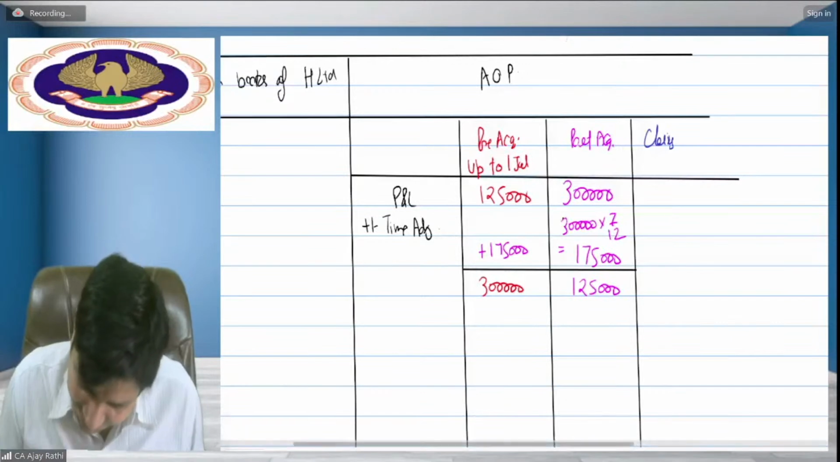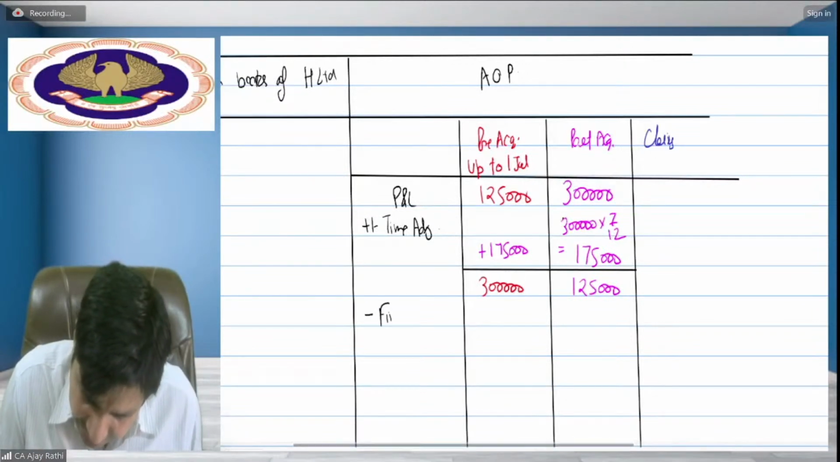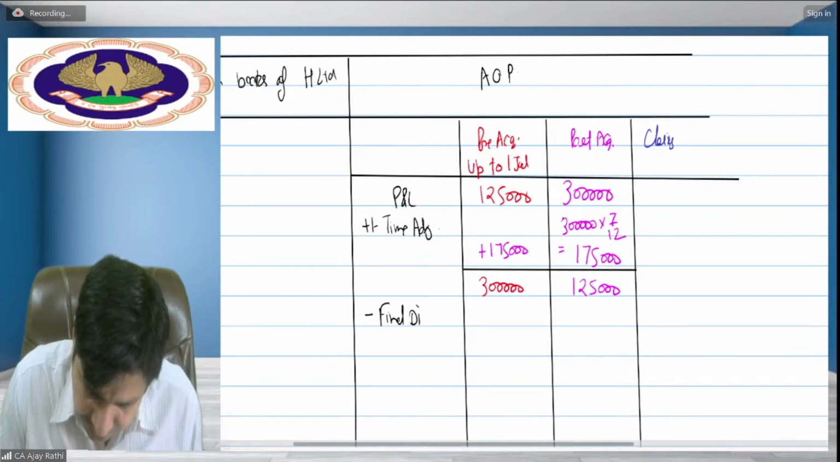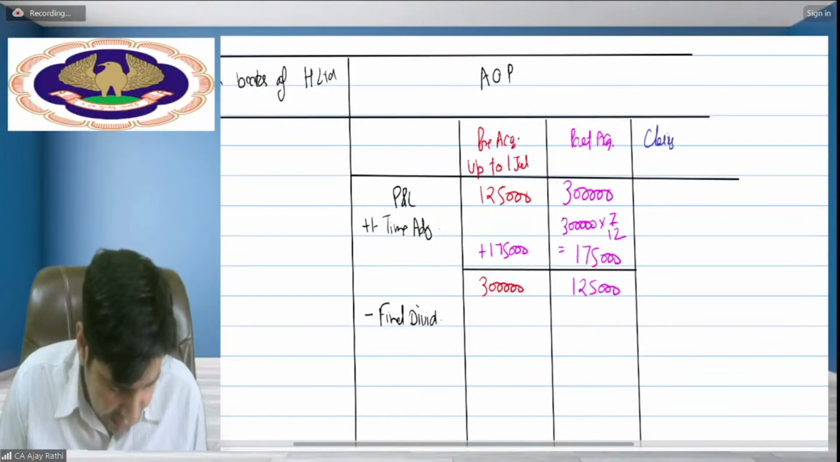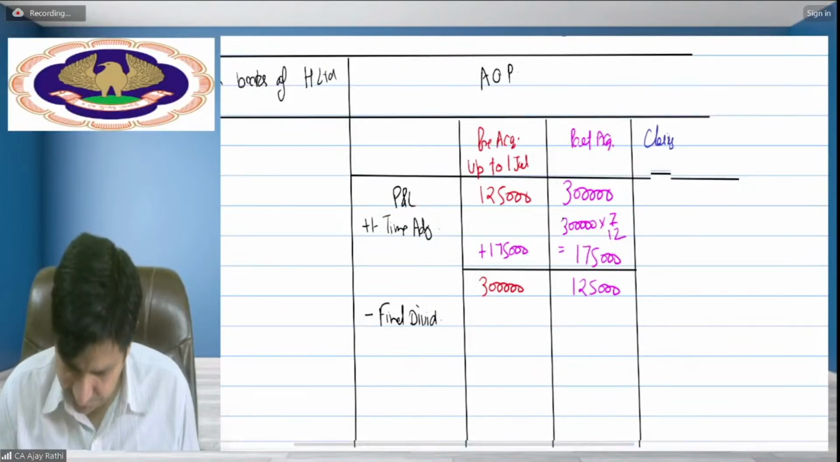So better now it's the time to reduce dividend. That is what final dividend. Now tell me, who will tell me from where such dividend must be reduced?